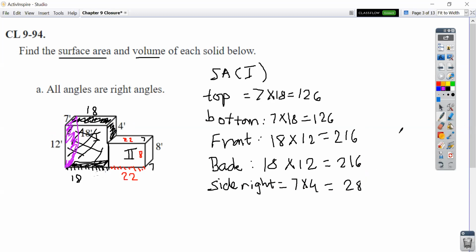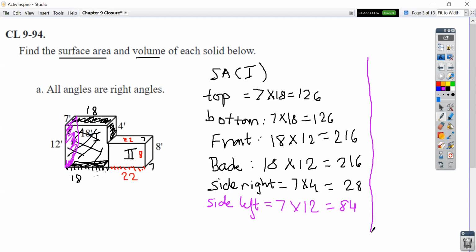So my side on the left, I'm going to put it down. What do I take? This side on the left, you have to imagine it. So I have the length is 12 and the width is 7. So I multiply them, it is equal to 84 square units. All right, so now I'm done with the surface area of the first piece.